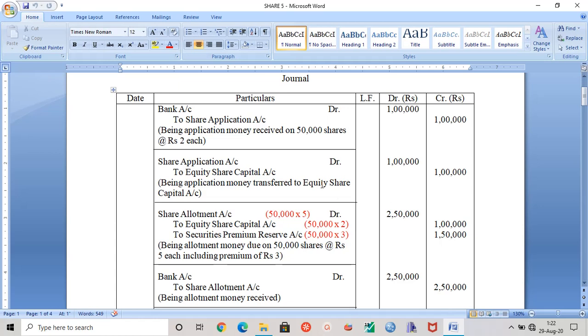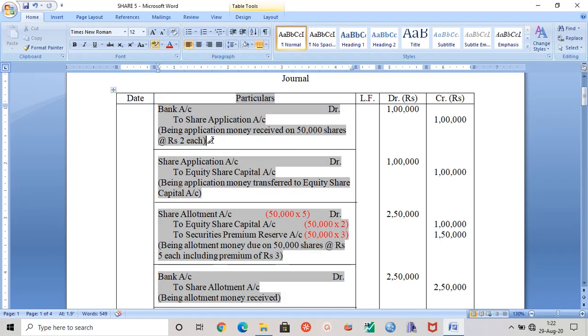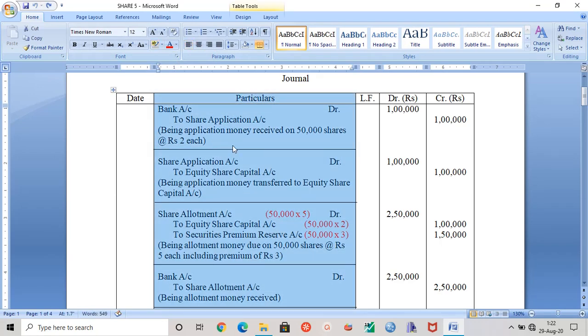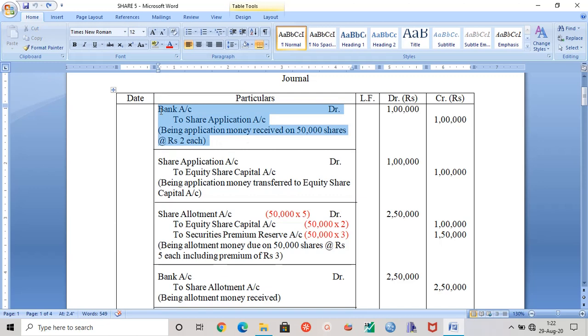So the first entry will be bank account debit to share application, okay? 50,000 shares were actually issued to the public and they applied for the same, okay? And here this is actually the case of your premium, okay?